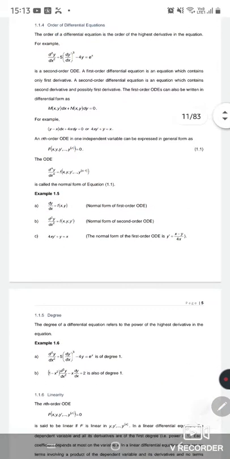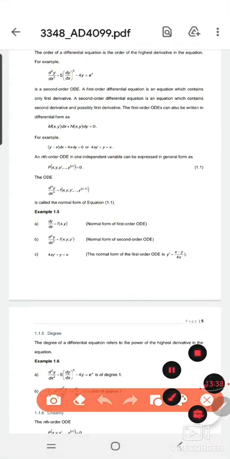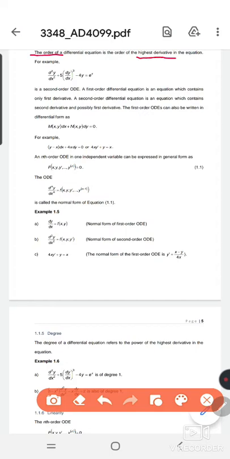Okay, next, order. Okay, the order of a differential equation is the order of the highest derivative in the equation. Term yang awak kena tahu seterusnya adalah order. Order ni adalah highest derivative.